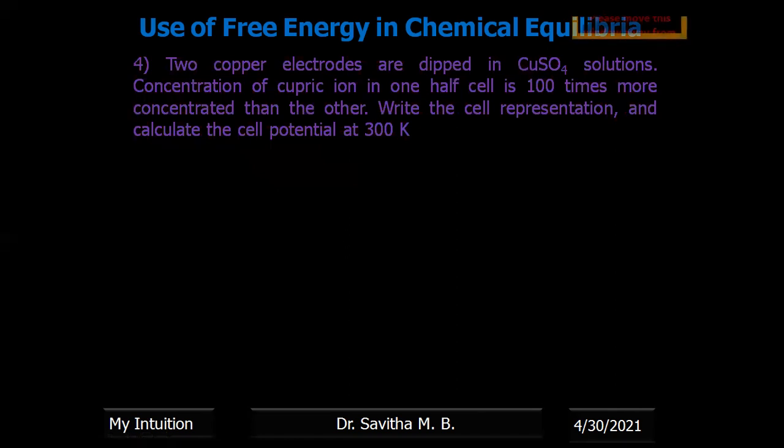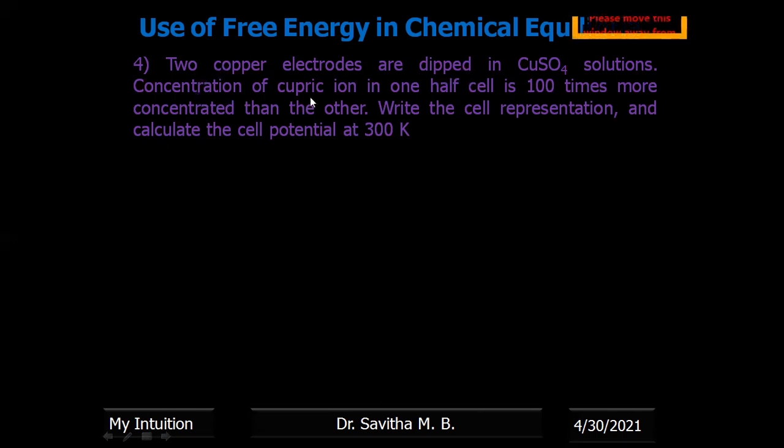Now the fourth type of problem. The metal and the concentration given in the problem may differ, but the type is the same. Two copper electrodes are dipped in copper sulfate solution. The concentration of cupric ion in one half cell is 100 times more than the other. Write the cell representation and calculate the cell potential at 300 K. Now, the moment there are two copper electrodes, it is a concentration cell. The electrolyte is copper sulfate.